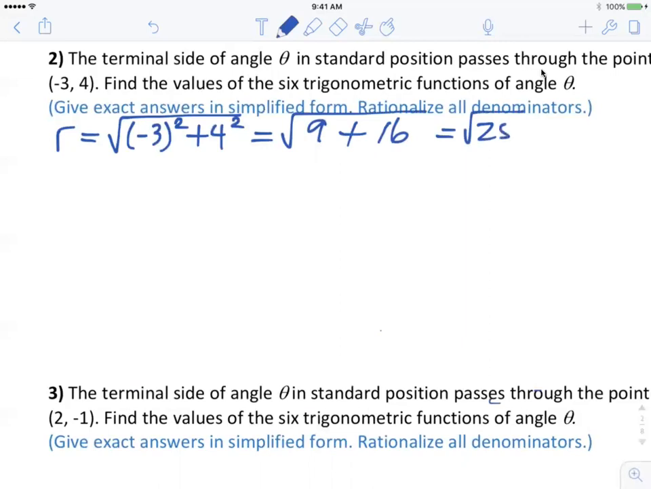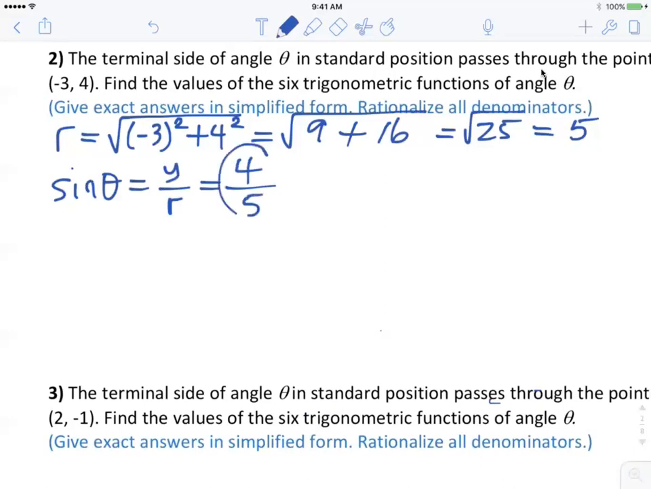So that's 25 if I add them together, and that's a perfect square, 5. Now you know x, y, and r, and so to find all 6, you just apply the definition of each one. So sine theta is y divided by r. Y is 4 from that point, and r is 5, and we just found it, and that's reduced and rationalized, and we're good to go.